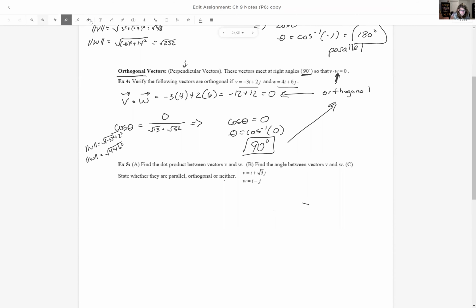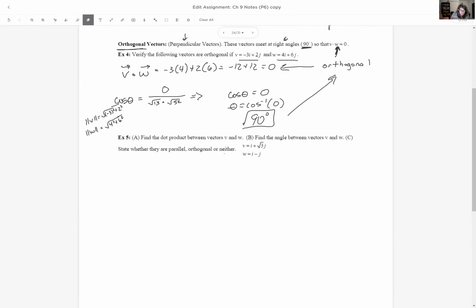For our last example, we're just going to do this one more time. We're going to find the dot product. We're going to find the angle between them, and then we're going to state whether the vectors are parallel, orthogonal, or neither. So again, at this point, you probably can do all of this on your own if you want to try and then check your answers. Otherwise, you can watch me walk through it.